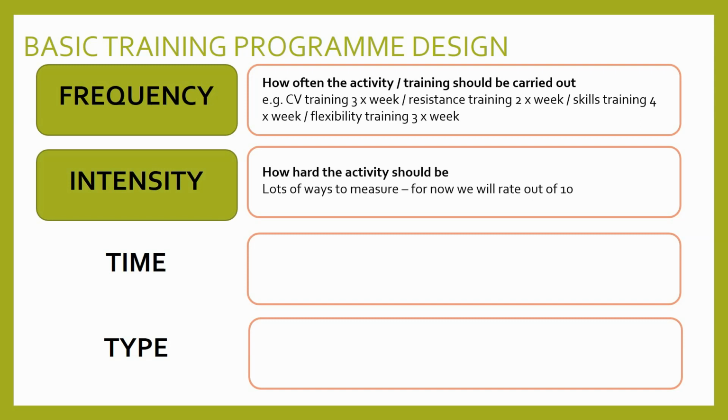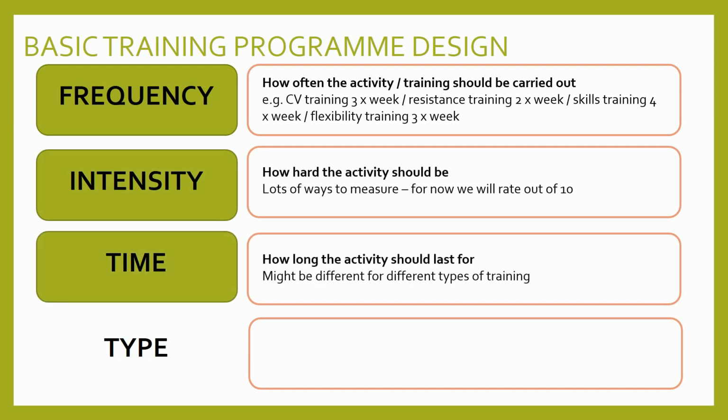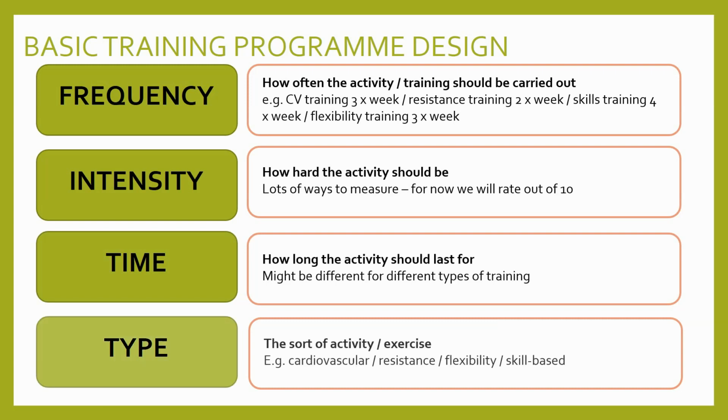you look at how hard the activity is. Loads of ways to measure. This is using the RPE scale, the rate of perceived exertion scale out of 10. You could measure versus heart rate. If you're doing strength training, you can measure it as a percentage of 1 rep max or 1 RM. Loads of ways of measuring intensity. And time is how long the activity should last for, and it could be different for different types of training. And the type is the sort of activity or exercise, for example, cardiovascular, resistance, flexibility, or skill based.